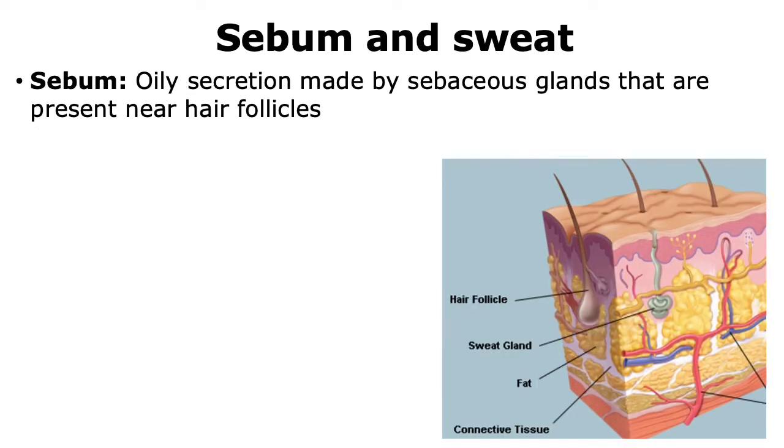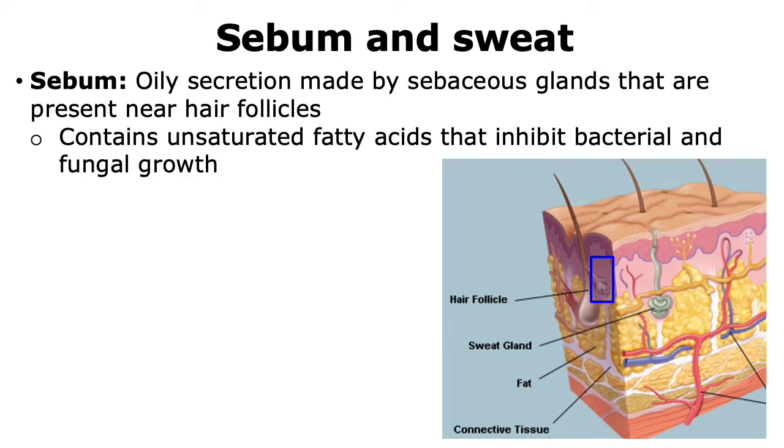Our body makes an oily secretion called sebum that usually covers the skin. Sebum is made by the sebaceous glands that are shown in that blue box in the figure. The sebaceous glands are almost always present near hair follicles. The sebaceous glands make the sebum, which contains unsaturated fatty acids that are able to inhibit bacterial and fungal growth on the skin. The organic acids that are made by sebum lower the pH of the skin too.